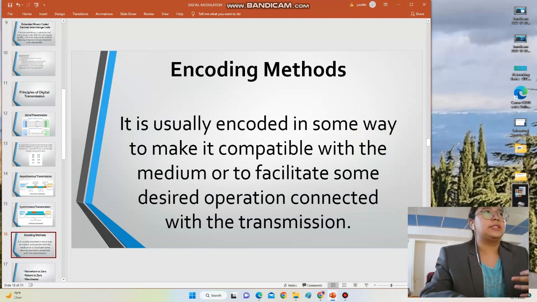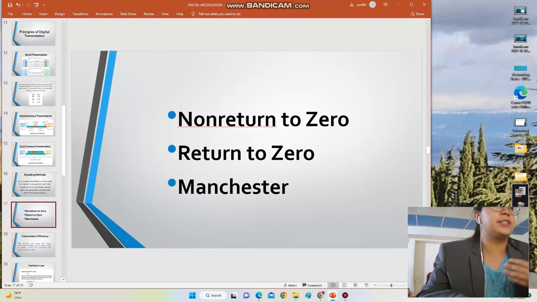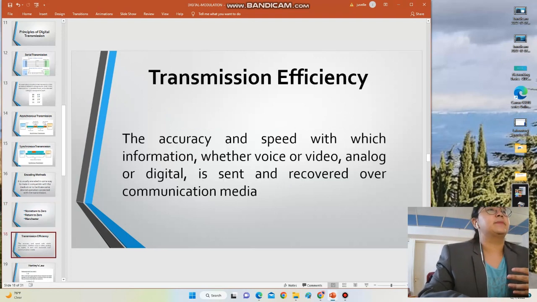So, encoding methods. The data is usually encoded in some way to make it compatible with the medium or to facilitate some desired operation connected with the transmission. So, non-return to zero, return to zero, Manchester.